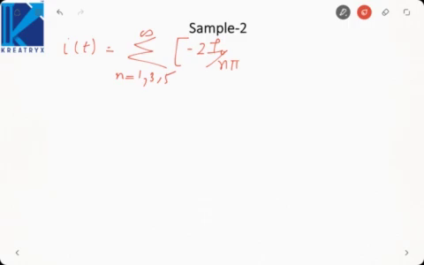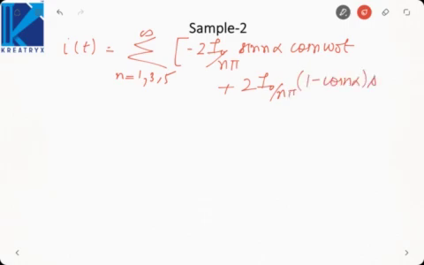So the Fourier series will be, n is equal to 1, 3, 5 up to infinity. An is minus 2I naught by n pi sine n alpha, then cos n omega naught t plus 2I naught by n pi (1 minus cos n alpha) sine n omega naught t.